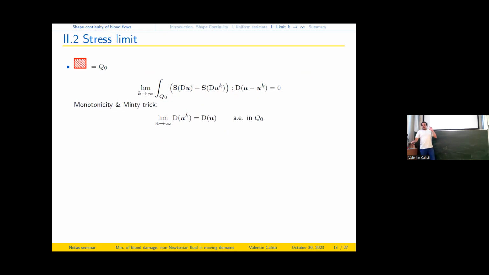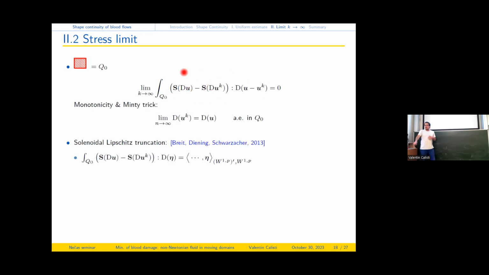Just for doing this, we use a result already existing, but in my opinion, the most tricky, complicated part is to use the solenoidal Lipschitz truncation to be able to have this information. And this is a simplification of the information, of course. Usually, in our case, we need a bit more, but let's say I simplify everything.